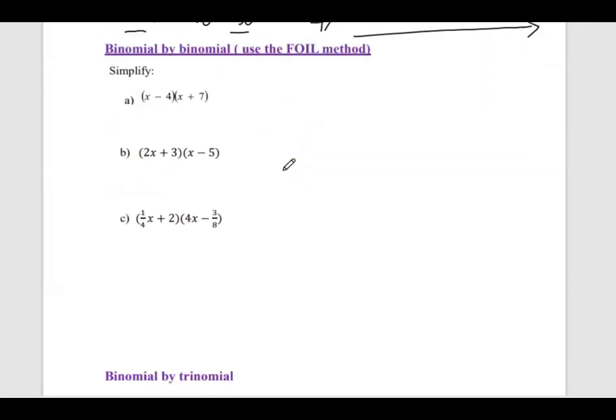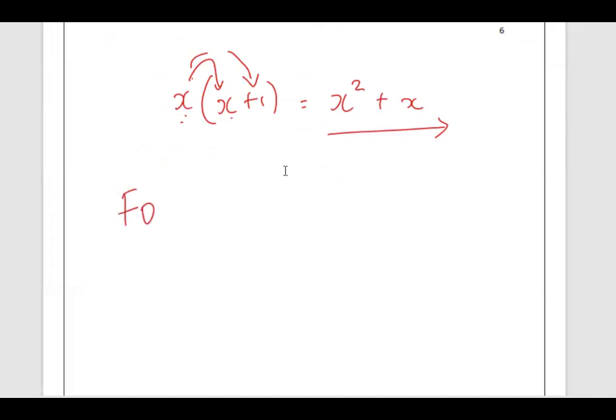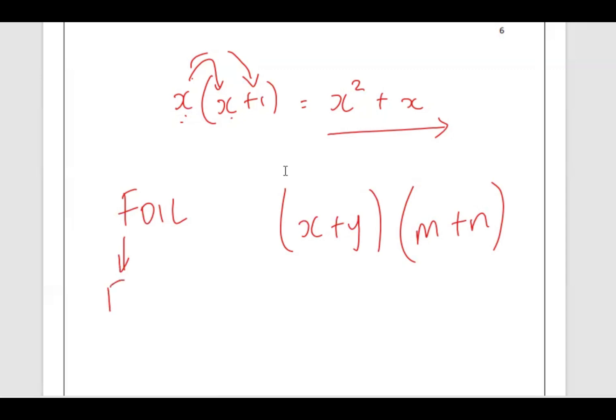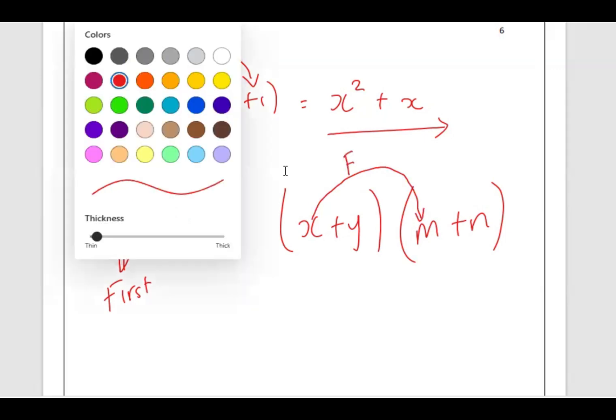multiplying. Then 2, if it's a binomial by a binomial, we normally use what we call the FOIL method. For people that have used the FOIL method, if we have, let's say, x plus y, and then m plus n, F simply stands for the first terms. So which means this and this will be the F. We multiply that first. Okay.